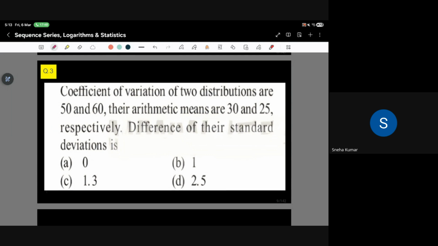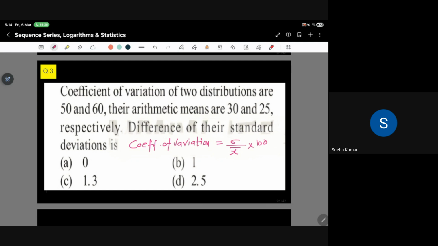See, this is formula based. If you don't remember the formula, then we cannot do this. Okay, so the formula is: coefficient of variation is standard deviation by mean into 100. Basically, it is the percentage thing. Okay, so for the first, we have coefficient of variation as 50 and the arithmetic mean is 30.